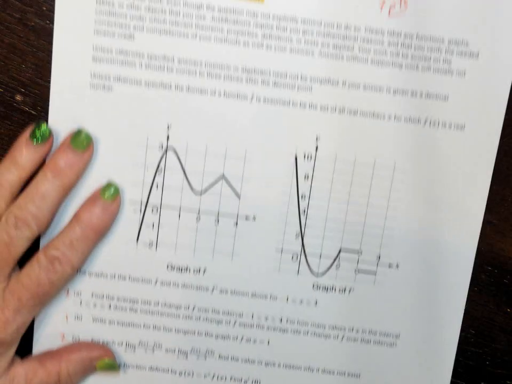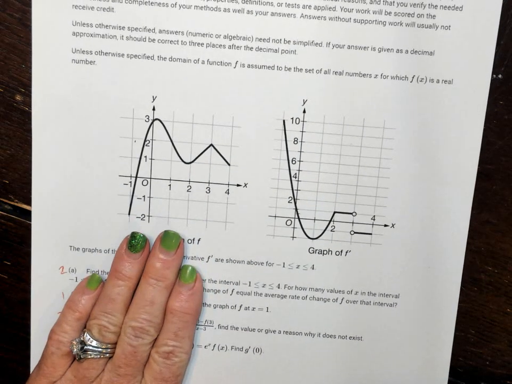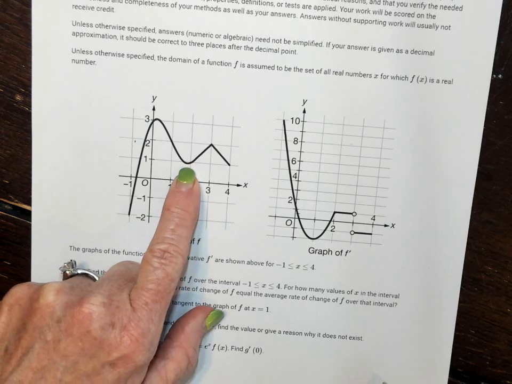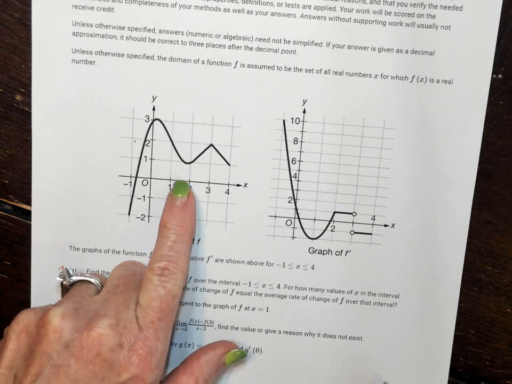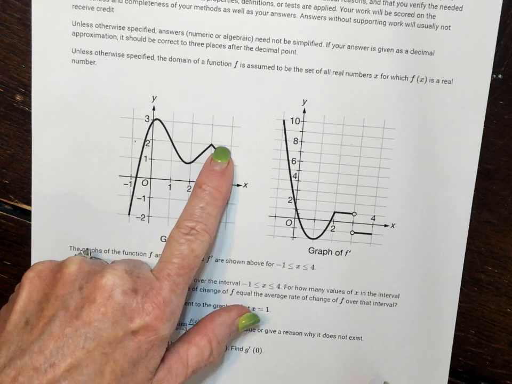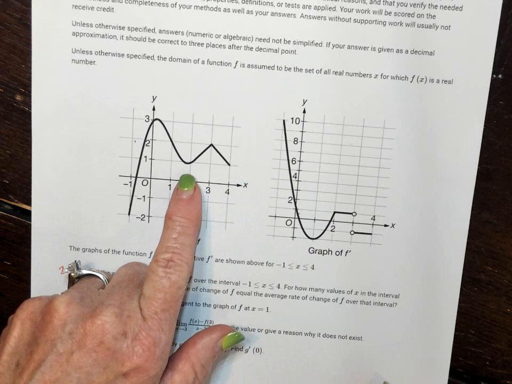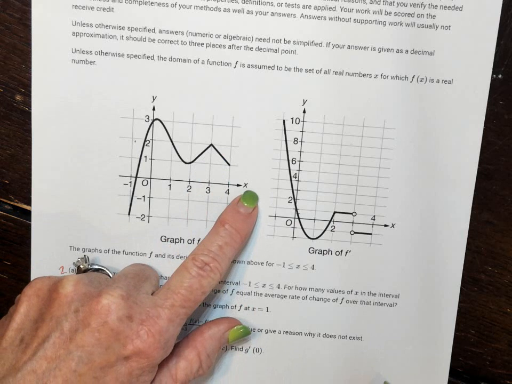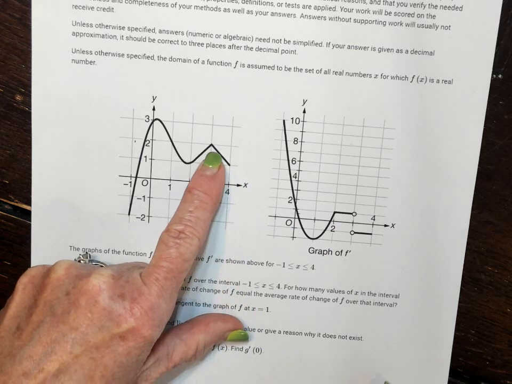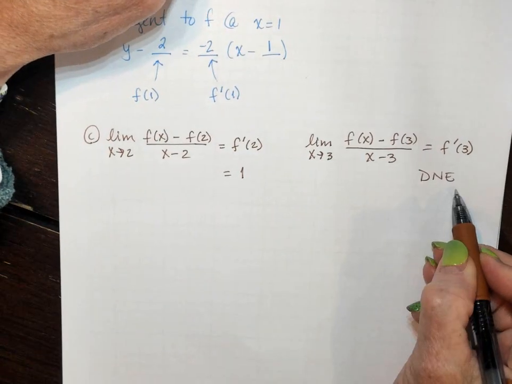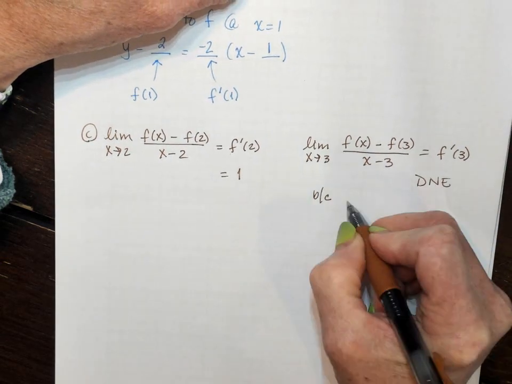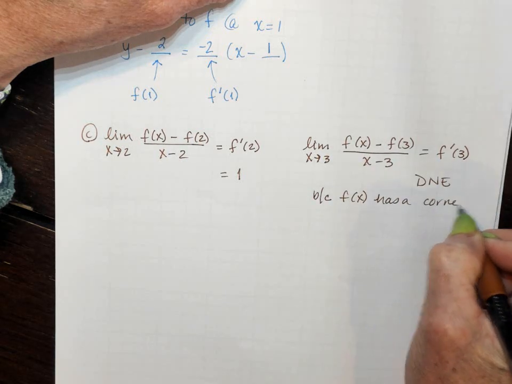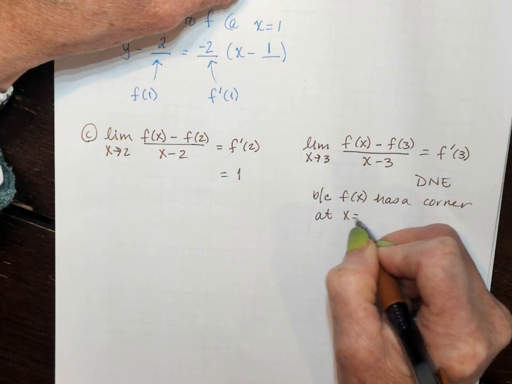Okay, now you can also tell by looking at this graph. The graph of f at x equals 3, we have a corner going on here. So the slope from the left-hand side does not equal the slope from the right-hand side. So f prime from the left side of 3 does not equal f prime, the slope from the right side of 3. This does not exist. You can say because f of x has a corner at x equals 3.